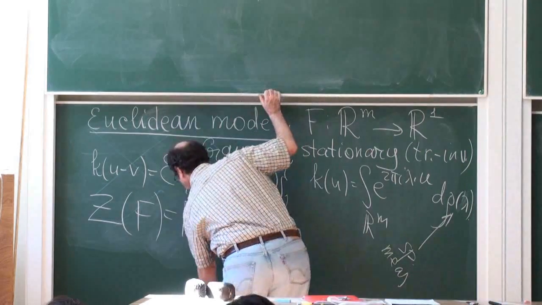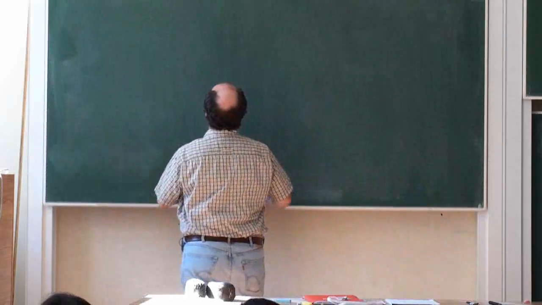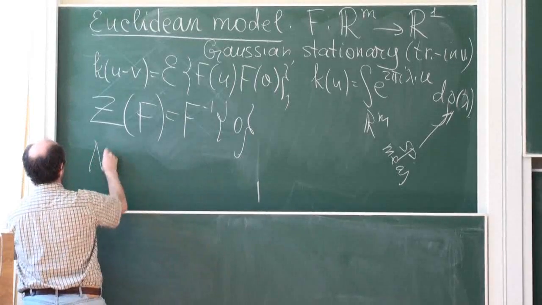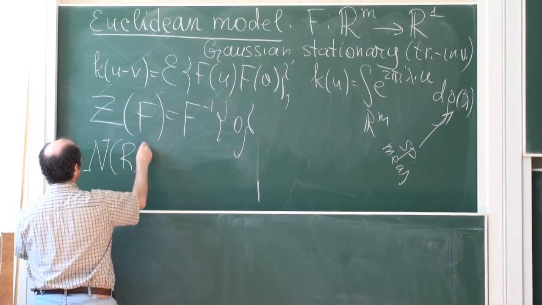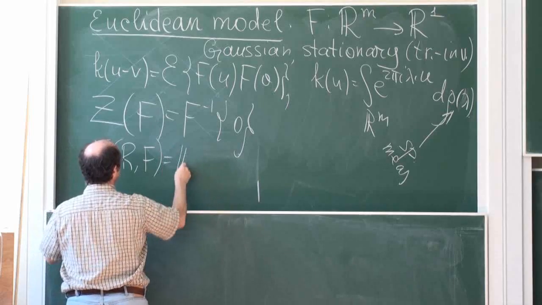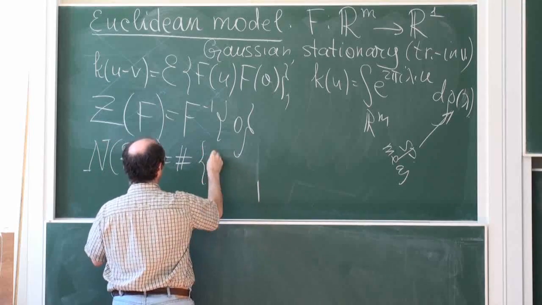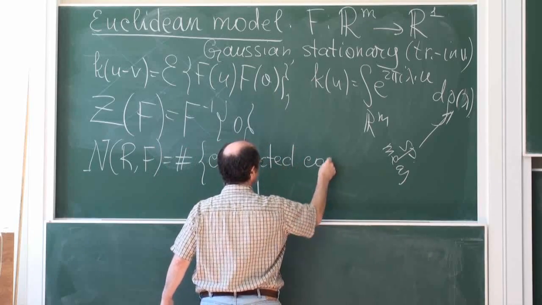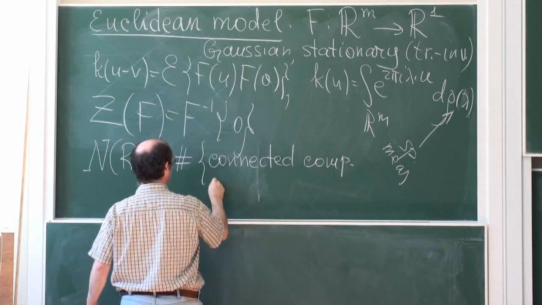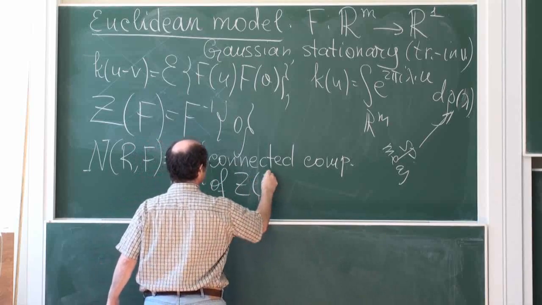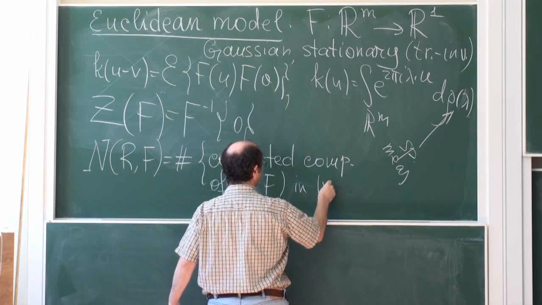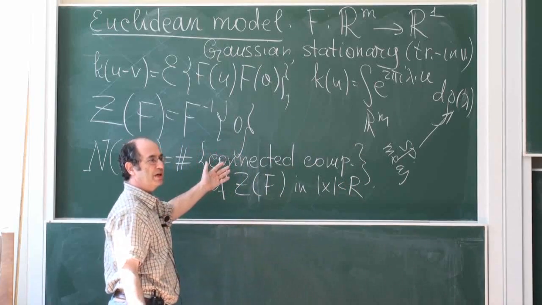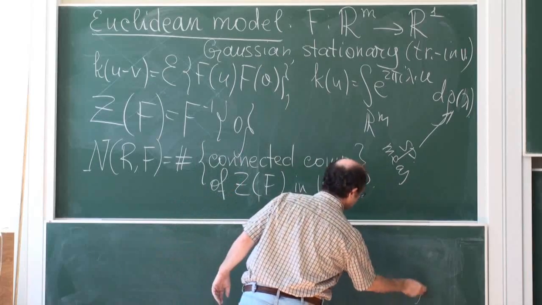And we want to understand the random variable n_{R,f}, which is the number of connected components of Z of f in the ball of radius r. So when we compute the number of connected components, we need some agreement.